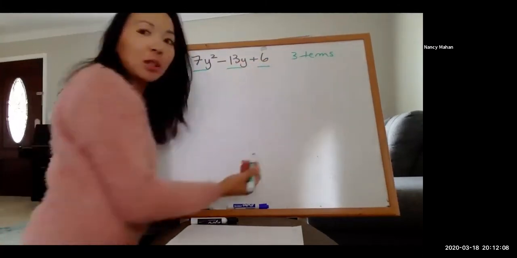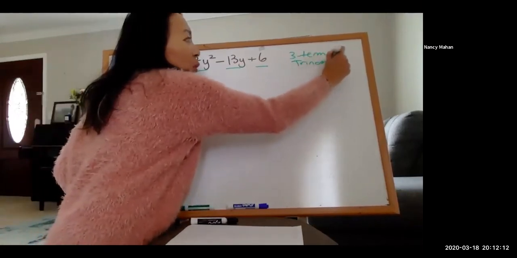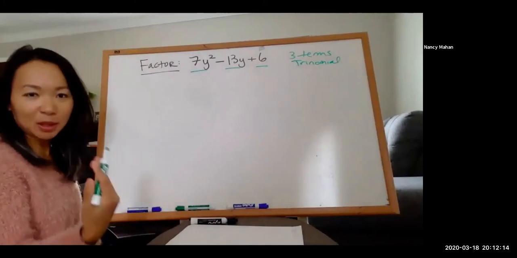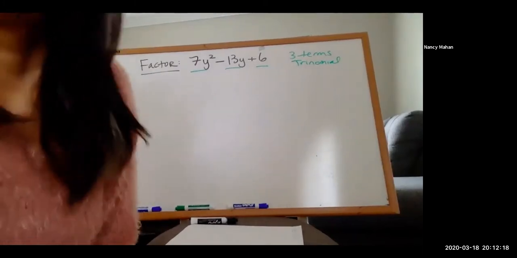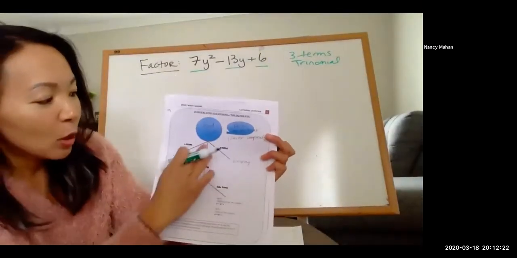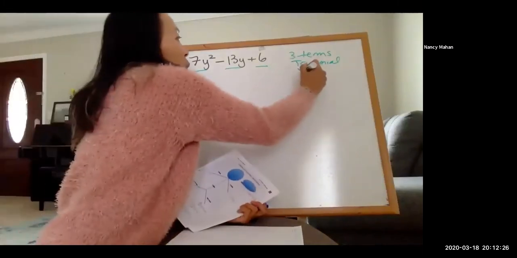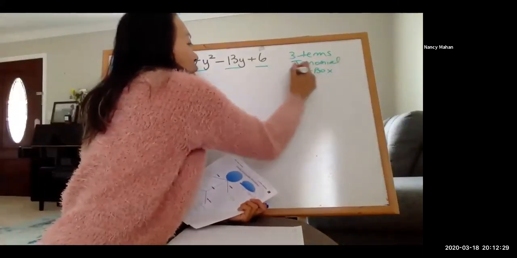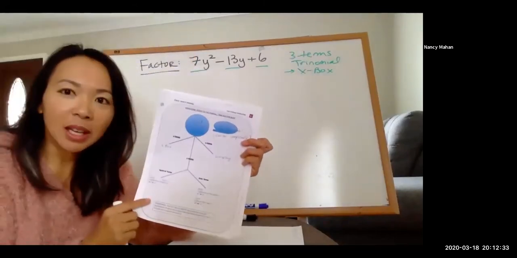When it's three terms, we call this a trinomial, because the root word is tri, which means three. If you look at that factor man that I showed you earlier, if it's a trinomial, you want to use the Xbox method. So we want to use the Xbox method with trinomials. But before we do that, we always want to make sure to see if there's a GCF.